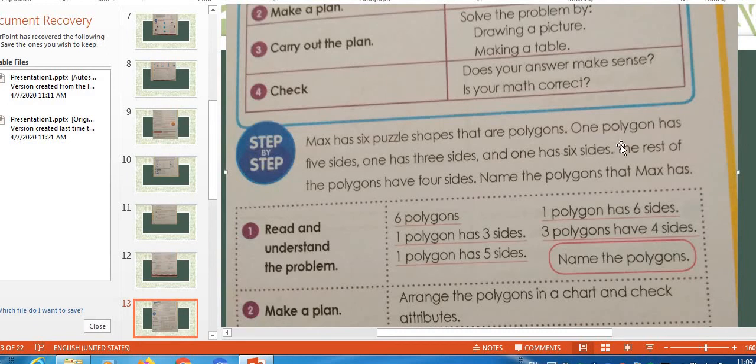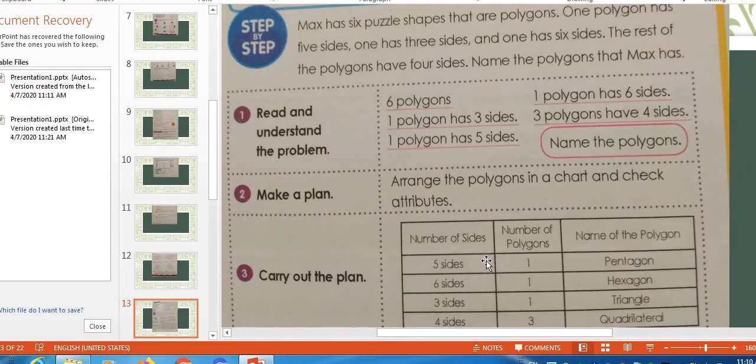One polygon has 5 sides. One has 3 sides. Okay, and one has 6 sides. The rest of the polygons have 4 sides. Name the polygons that Max has.